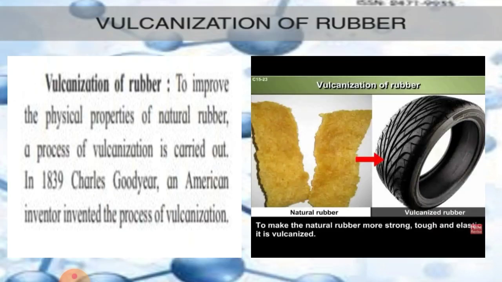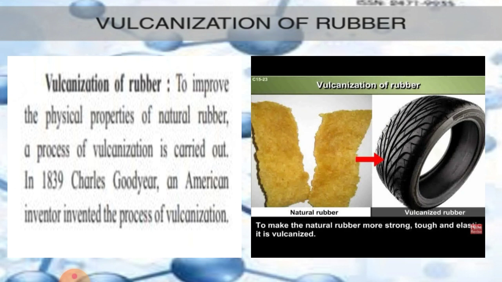We are moving forward towards vulcanization of rubber. What do you mean by vulcanization of rubber? Here rubber is there. To the rubber, we are applying some method to improve its physical property, and that is known as vulcanization. When the physical property of natural rubber is changed, improved to a higher quality, that process is known as vulcanization.